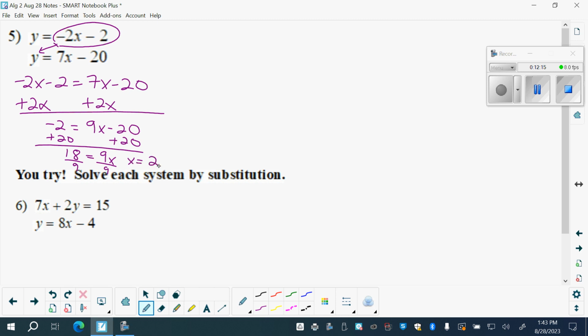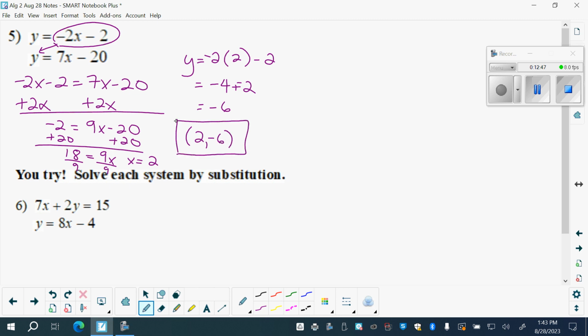Almost done. Now we want to find what y is. Both of them have y isolated, so it doesn't matter which one. So we get y equals negative 2 times 2 minus 2, which gives us negative 4 minus 2, or negative 6. So my solution is 2, negative 6. Again, write that as a point. Go ahead and do these guys.